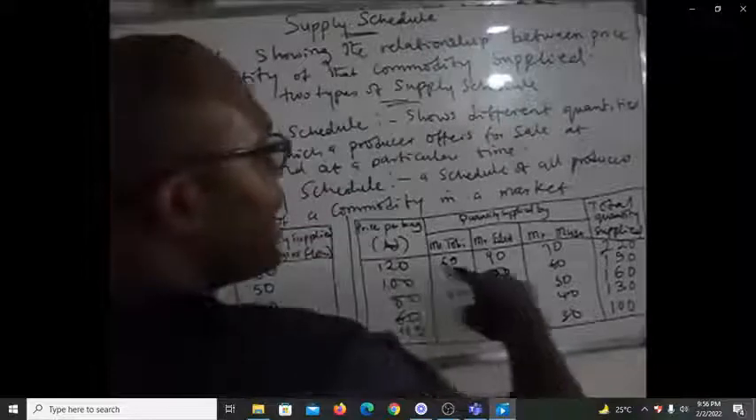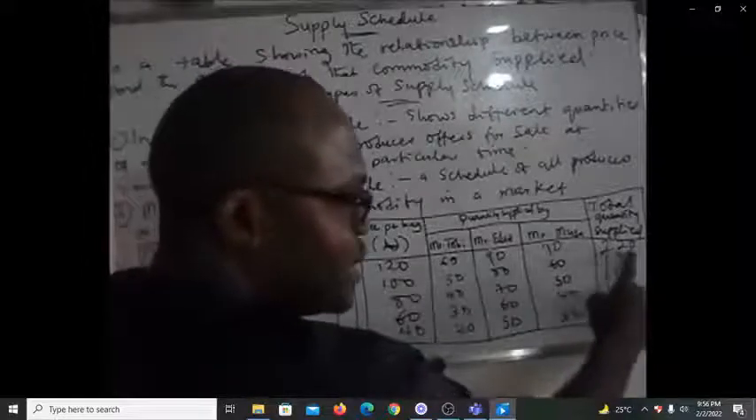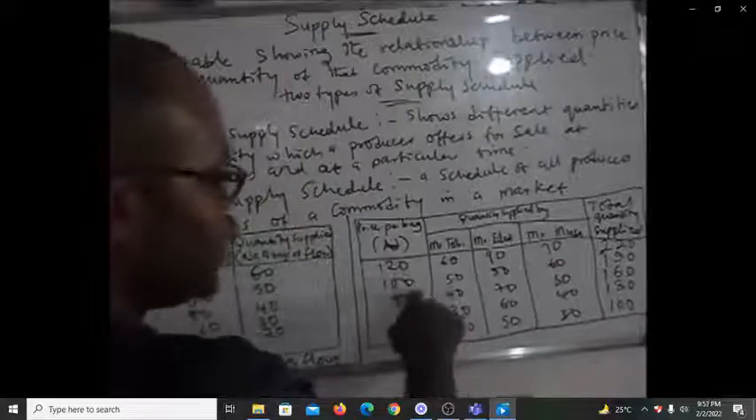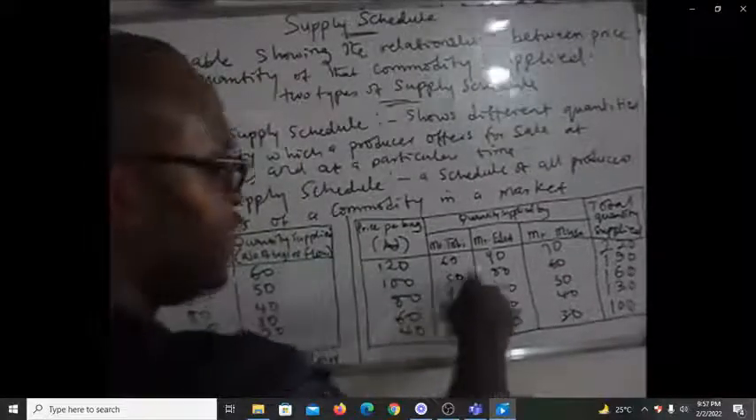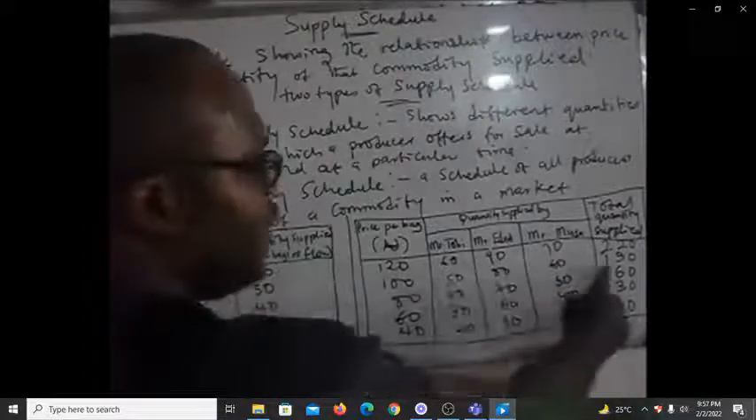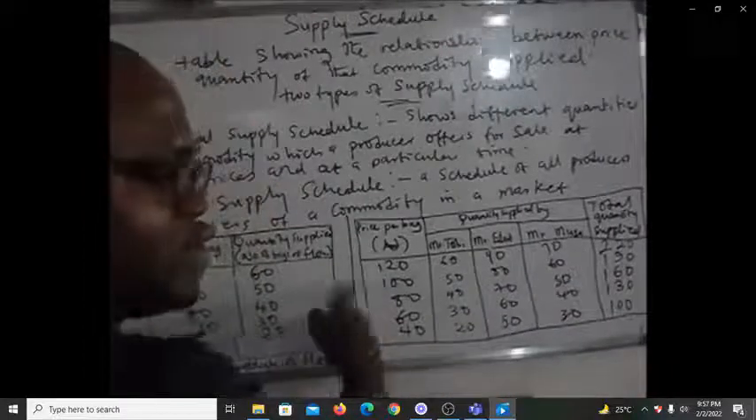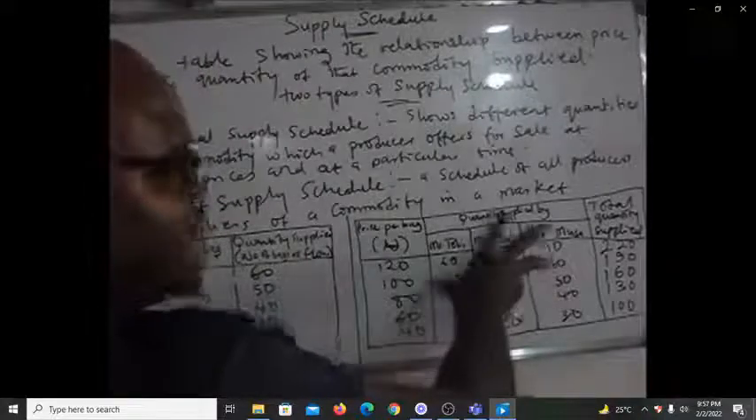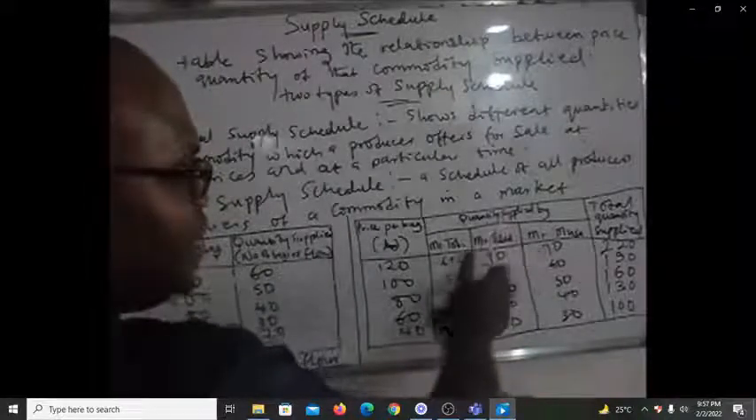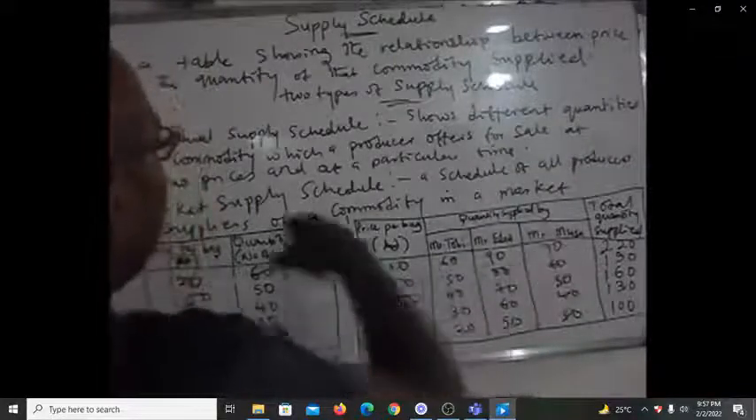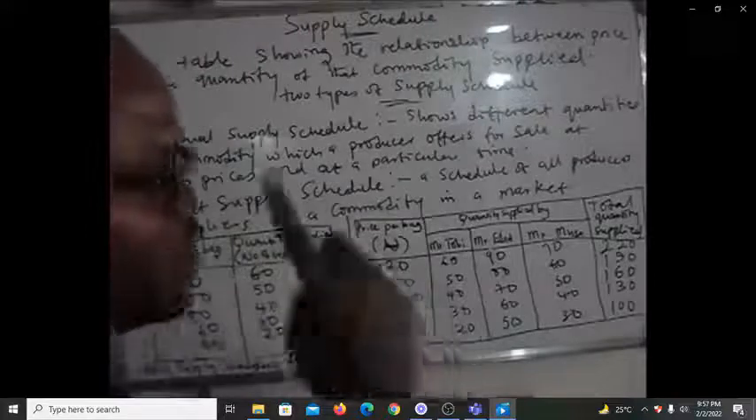So what is the total supply in the market? 220 at the price of what? 120. When the price reduces to 100, Mr. Toby can supply 50, Mr. Edet 80, Mr. Musa 60, giving a total supply of what? 190 at the price of what? 100. So this table is showing us the supply schedule for the supply ability of how many people? 3 people. And that's why we call it the what? Market supply schedule. It's not for one person.